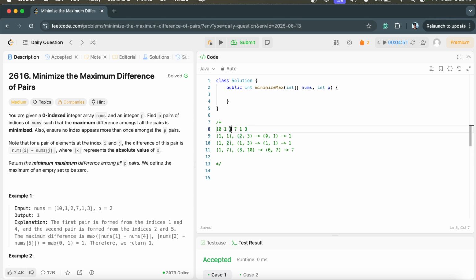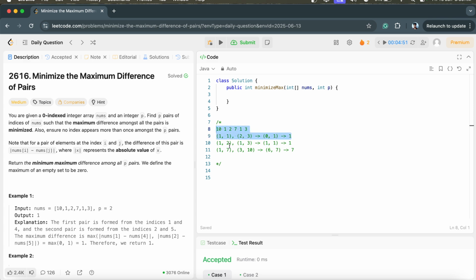The next pair I have chosen is 2 and 3. The difference between 2 and 3 is 1, because they are looking for the absolute value, so it doesn't matter how we subtract. This is the pair we formed, because the p value is 2, so we can consider only two pairs. The differences we got are 0 and 1. Among these, the maximum value is 1. So this is one possibility.